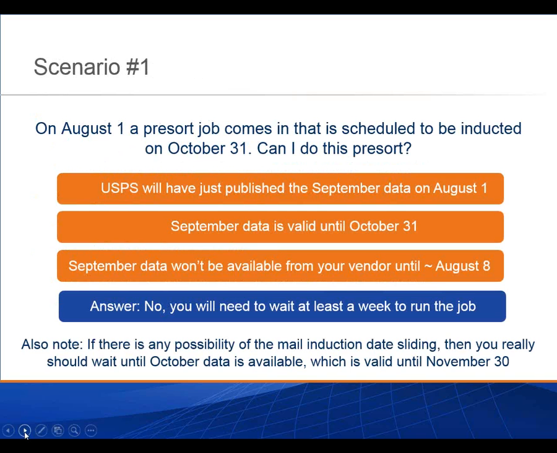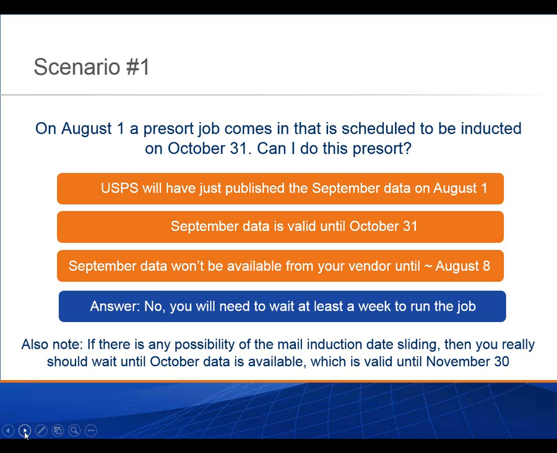We've been talking through a lot of stuff. One of the things that we want to do now is walk through a couple of scenarios and see if we can give you a couple of tangible examples of the types of things that you're going to have to be watching and monitoring to figure out what is the right label list to be using for a given pre-sort. So the first scenario is, let's say we're sitting here on August 1st and a pre-sort job comes in that is scheduled to be inducted on October 31st. And the question is, can I do that pre-sort? Can I run that pre-sort on August 1st?